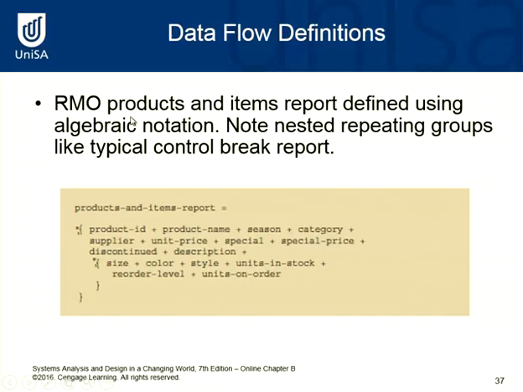Again, another example for RMO products and items. Noted the nesting repeating groups like a typical control break report. So products and items report equals... you've got your ID, you've got your size. So it shows you here in algebraic form what actually goes or what elements make up that particular piece of information.